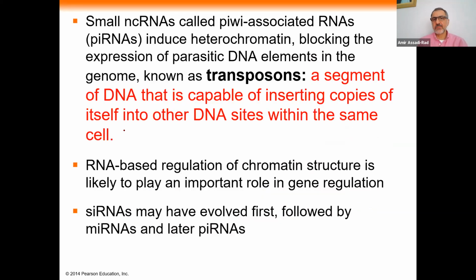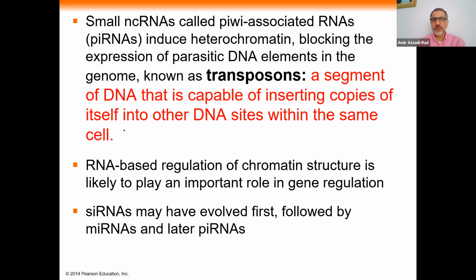So here, quickly, transposons. I remember when it came out, everybody talked about parasites, but it's an interesting concept. Small non-coding RNAs called piwi-associated RNAs induce heterochromatin, blocking the expression of parasitic DNA elements in the genome known as transposons. So what is a transposon? A segment of DNA that is capable of inserting copies of itself into other DNA sites within the same cell. That's why they call it parasitic DNA. And what this is saying is that piwi-associated RNA induced heterochromatin blocks the expression of these parasitic elements. Okay.